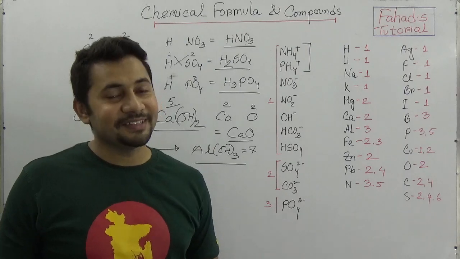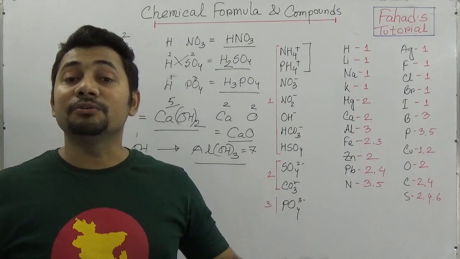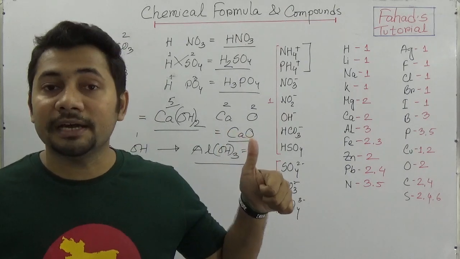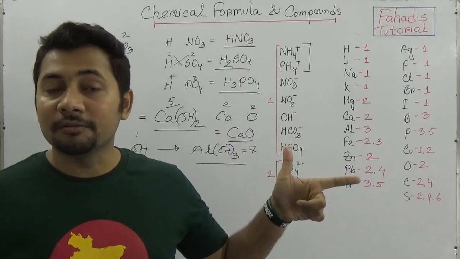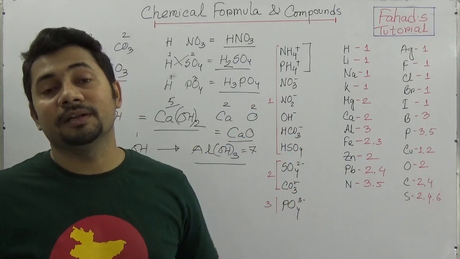So see you in the next class, and I'm coming with the fourth class. It is about the octet and duet rules, and then ionic compound formation, covalent compound formation, and then the characteristics of ionic and covalent compounds.